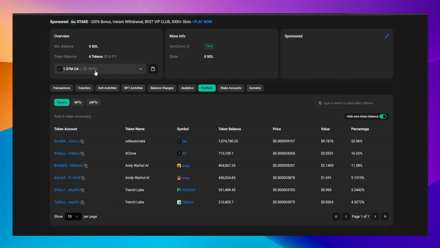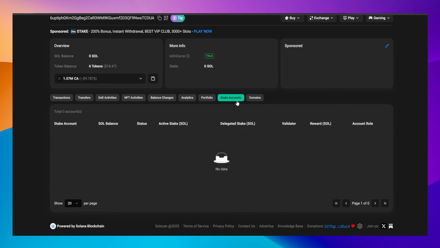We have the portfolio, which is the thing we have seen here in the beginning. But this tab shows you a more detailed overview of the holdings, because it shows you how much of the overall portfolio value it's assigned to a specific token.